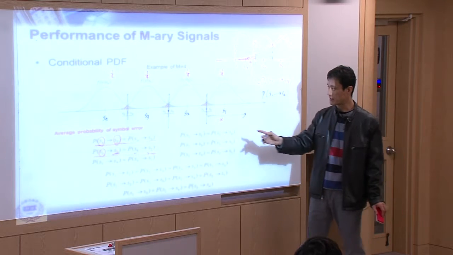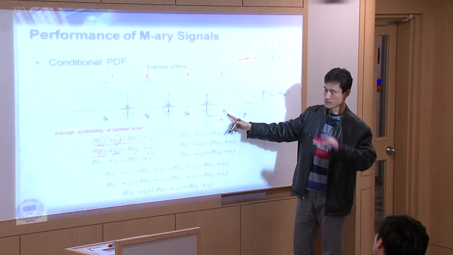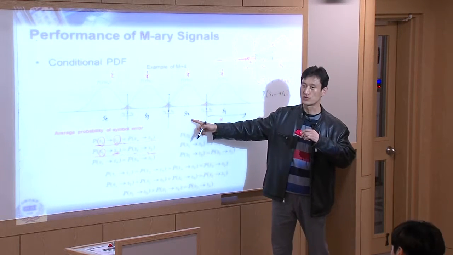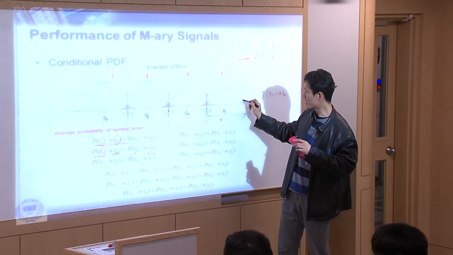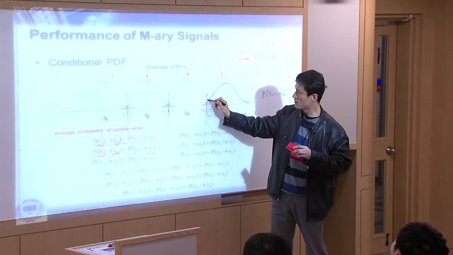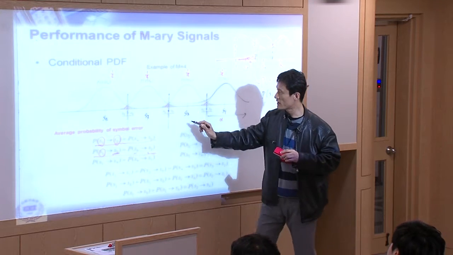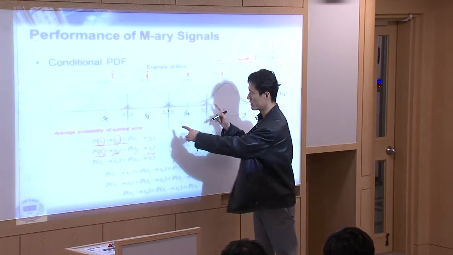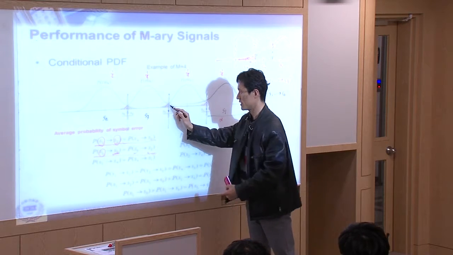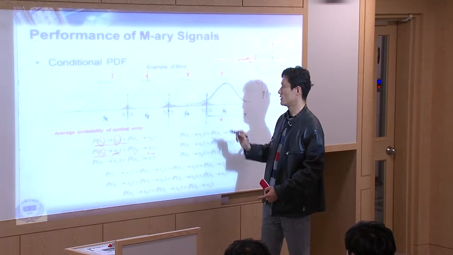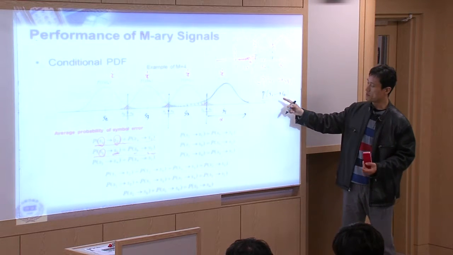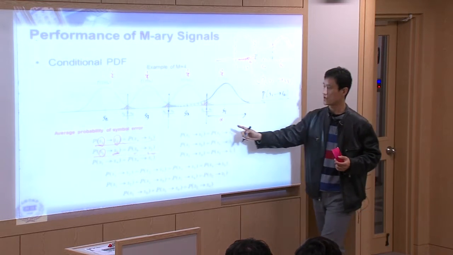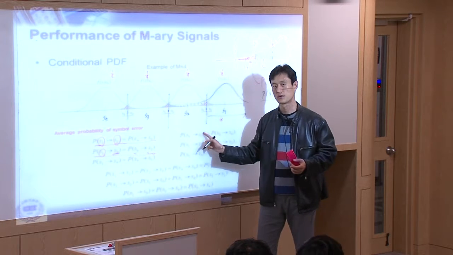Now the problem is S1 is transmitted, but we receive S2. Meaning that S1 is transmitted, so we are going to use this graph. So what is the probability that this graph goes into this region? That region here is going to be this probability. S1 is transmitted, but we received as S2. So that goes into S2.